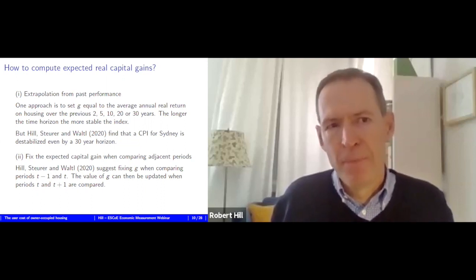So how would you compute expected real capital gains? Well, the general approach would be to assume that people extrapolate past trends. For example, you could take a 5-year horizon, so you look at the average real capital gain over the last 5 years, and say people assume that's what will happen in the coming year. You could take a 2-year horizon, 5 years, 10 years, 20 years, 30 years. There are different possibilities here. Now, the longer the time horizon, that should act to stabilize the index. But in Hill, Stroyer, Walter, we find, looking at the CPI for the city of Sydney, that even 30 years isn't enough to stabilize the index.